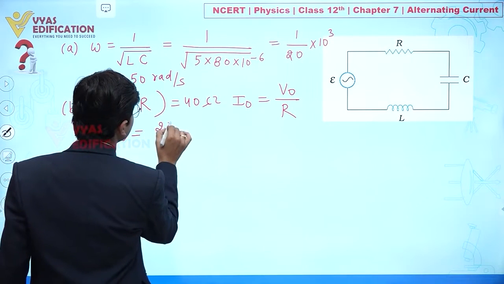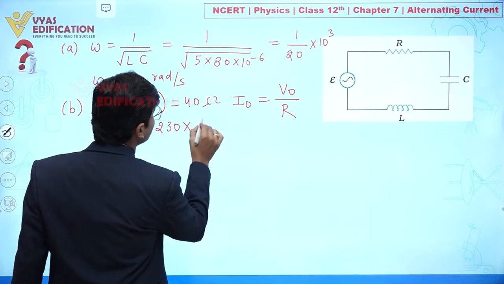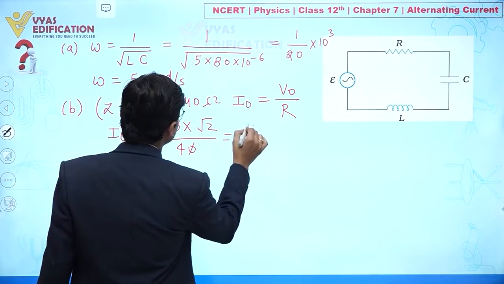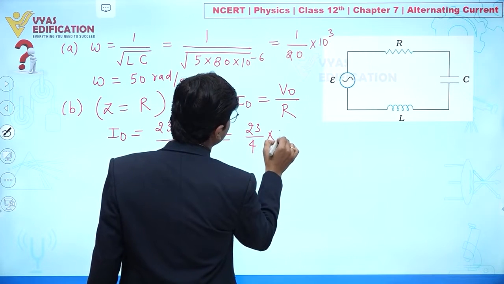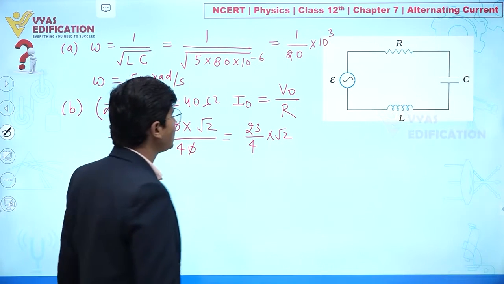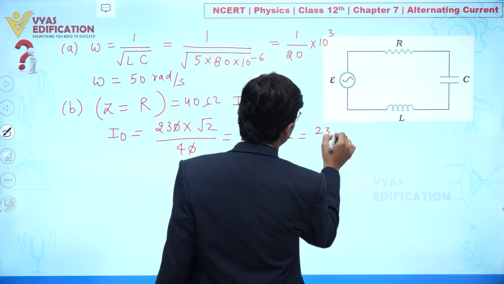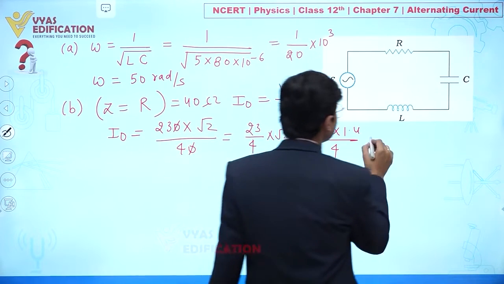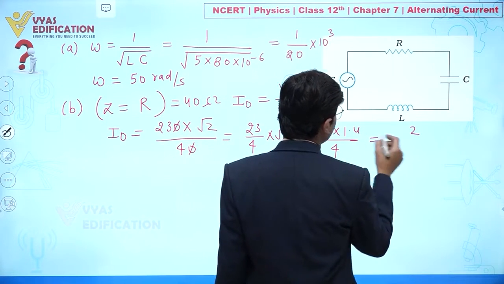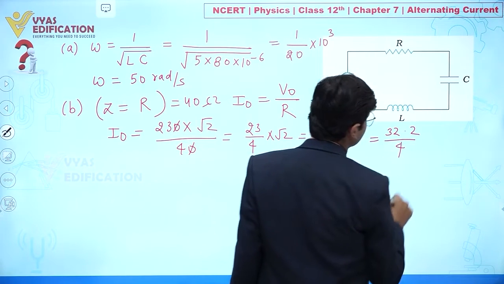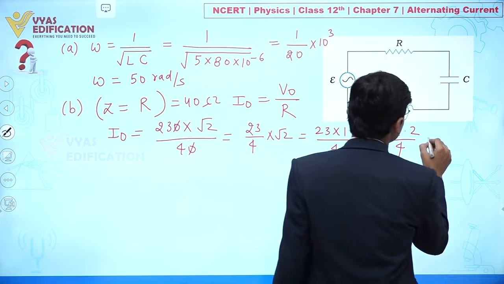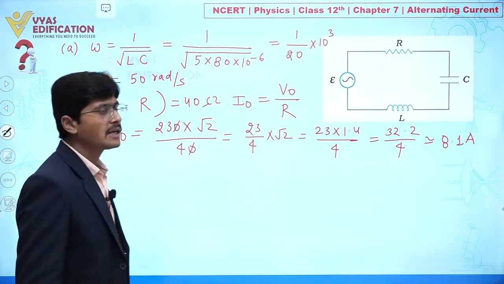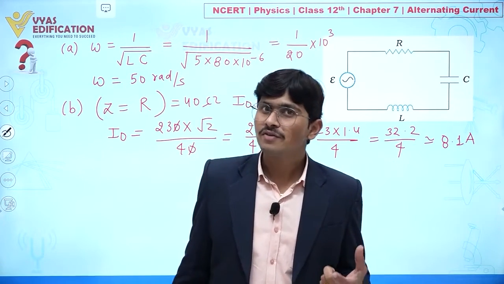So I can say this is 230 multiplied under root 2 and it is divided by R. R is given this one. Clear? So from here we can say this is 23 by 4 and multiply under root 2. Clear? So from here you can say 23 multiply 1.4 and I can say this is multiplied with 4. Clear? So near about you are getting this value, this is 8.1. Clear? So maximum current that we are getting in this circuit, this is equal to 8.1 ampere.